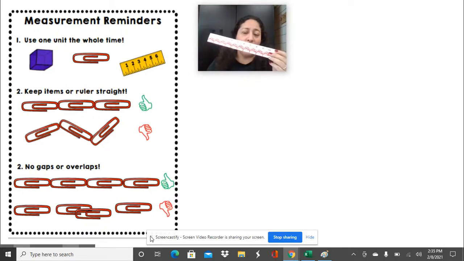And it's easier to carry a ruler around or a measuring tape than to be carrying around a bunch of cubes or a bunch of paper clips. And we have to make sure that they're straight in line, that they don't have any gaps, that they don't overlap. You don't have to worry about any of that when you use a ruler.